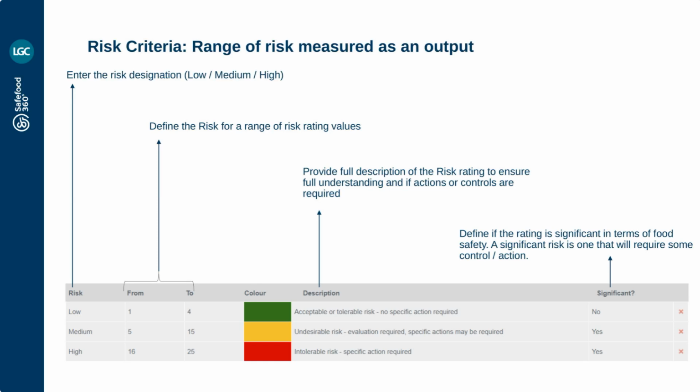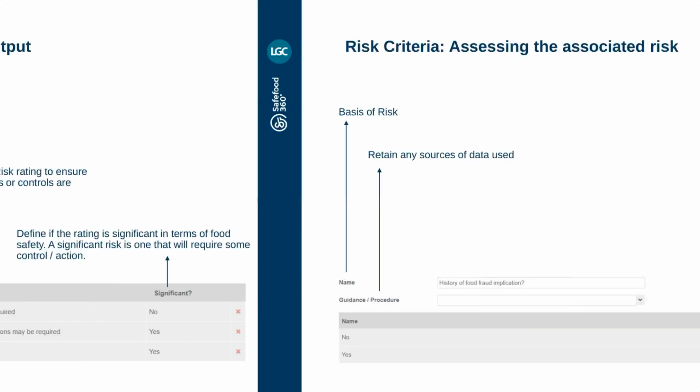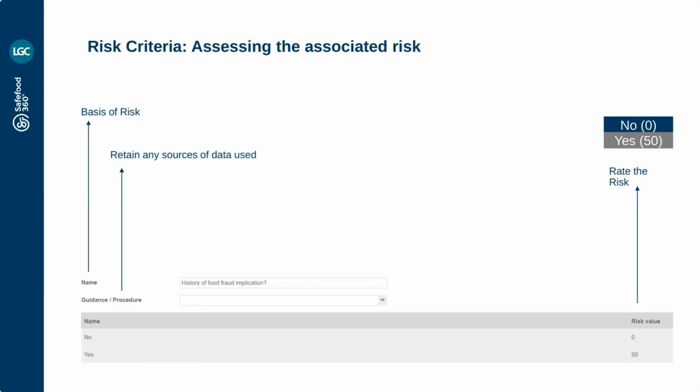Define the rating. This is significant in terms of food safety. So again, that risk, is it a significant impact? Yes or no. Then we move on to assessing the associated risk. We want to define what the basis of that risk is. If there's any guidance, or any type of regulatory information, we want to retain that. We want to make sure that it's included and easily sourced, easily accessible. Then rate each one of those risks.